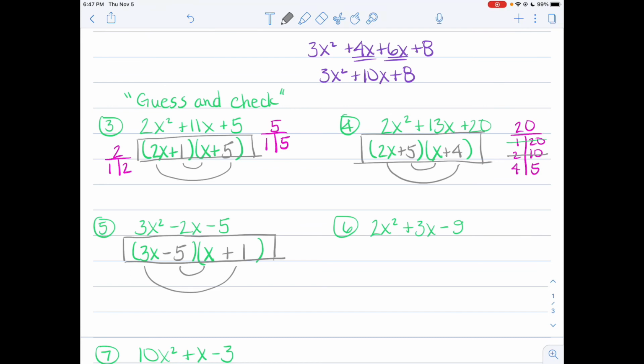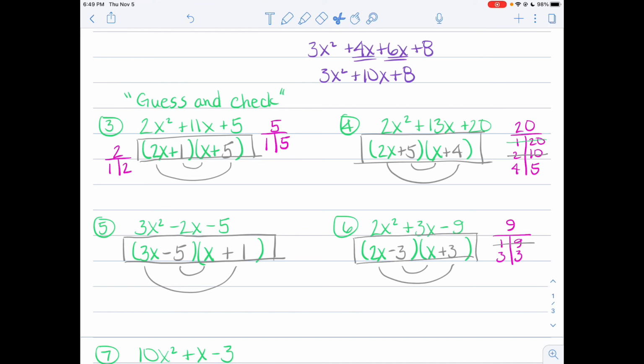Okay, problem number 6 is kind of similar. I also have a negative sign in that one, so I know that one of my factors is going to be negative. Why don't you pause the video and try this one on your own, come back here and see how you did. All right, for factors of 9, I went ahead and did a T-chart.